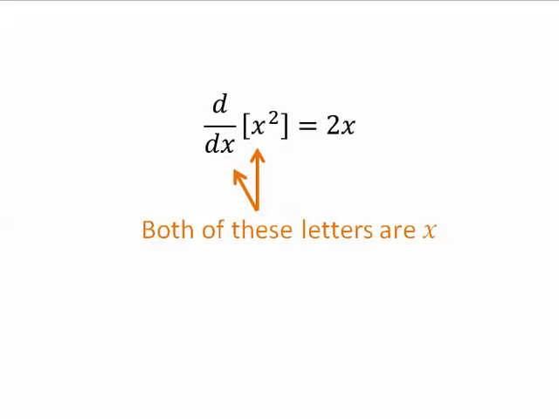I'm taking the derivative of x squared with respect to x. The letters match up, so no chain rule is needed. The derivative of x squared with respect to x is 2x.